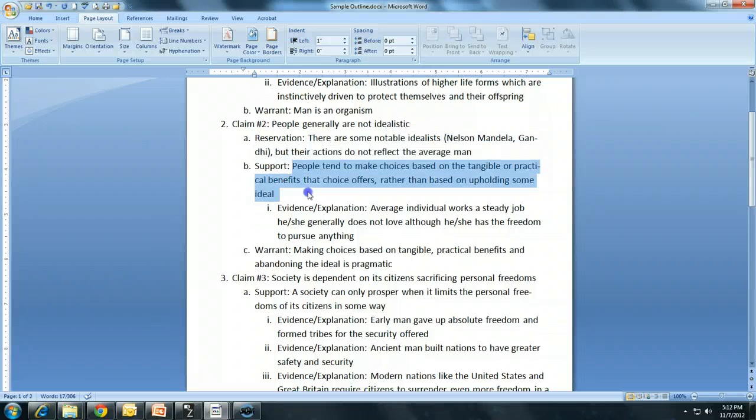Here's my support. People tend to make choices based on the tangible or practical benefits that choice offers, rather than based on upholding some ideal. Yeah, people tend to make choices based on the concrete rewards that choice can offer them, rather than based on idealistic reasons. Okay, that's how they tend to act. We're typically realists. We're pragmatists.